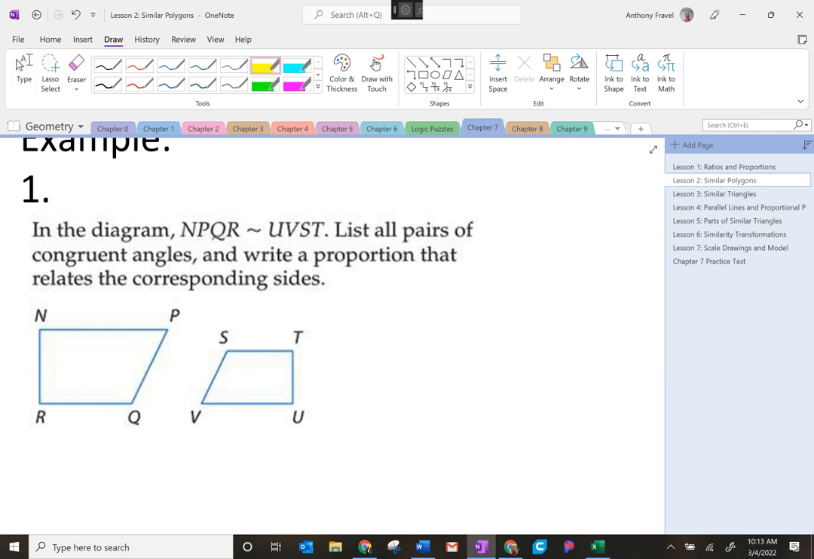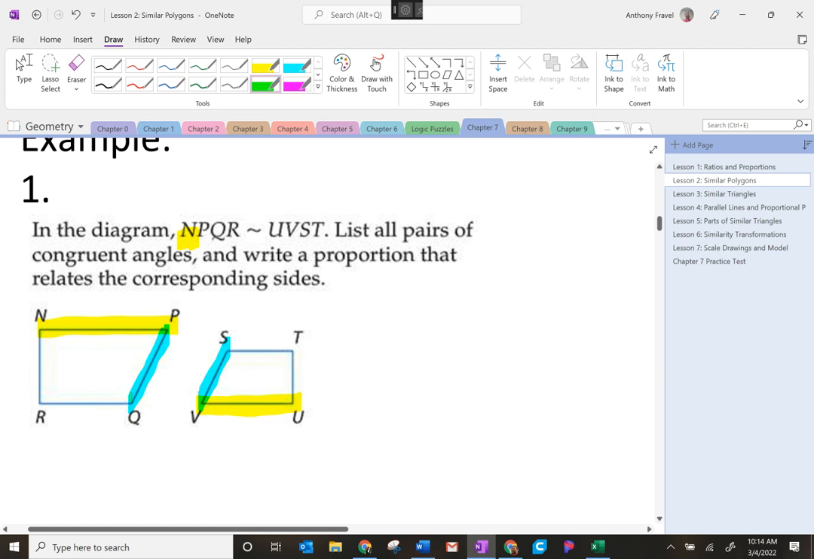So again, it started off with NP. These two were my first two letters. And then it said UV. These line segments are going to match up with each other. My next two were PQ for my first set of letters, and my second set of letters were going to be VS. These ones will match up with each other.